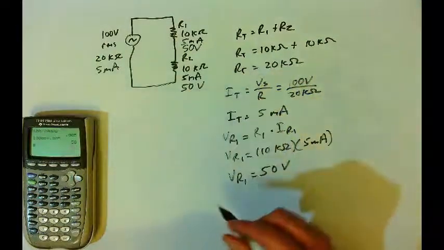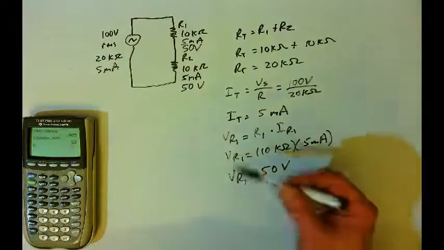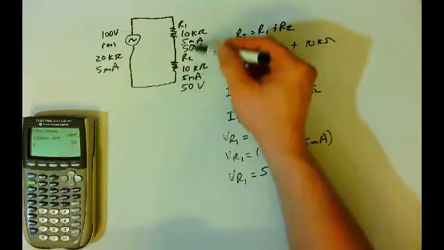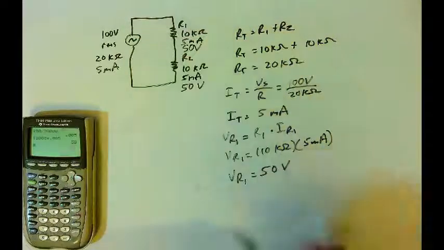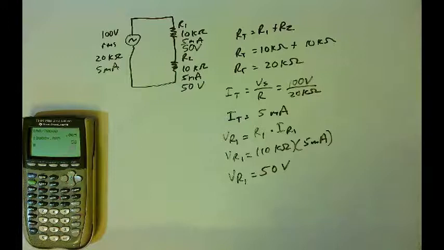And we can see that Kirchhoff's voltage law here is holding true, which says that the sum of the voltage drops in the circuit has to equal the total voltage of the circuit. And so here 50 plus 50, of course, is 100.